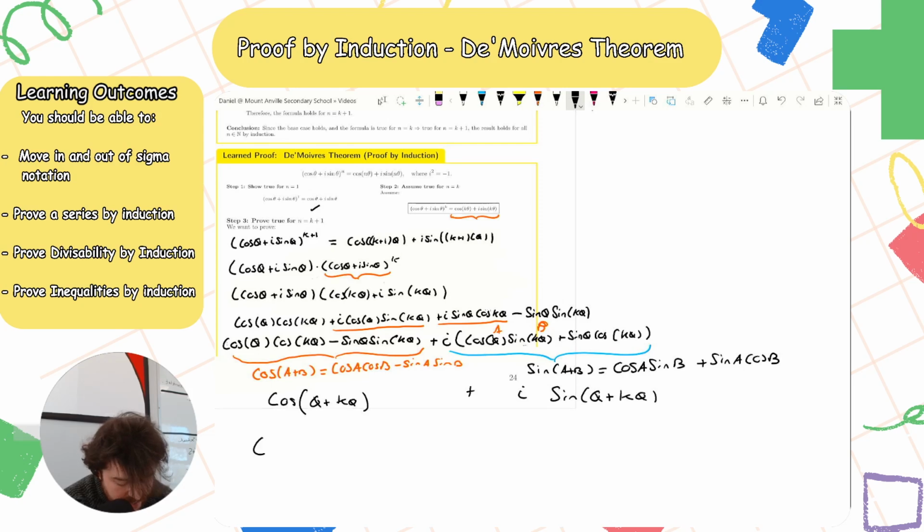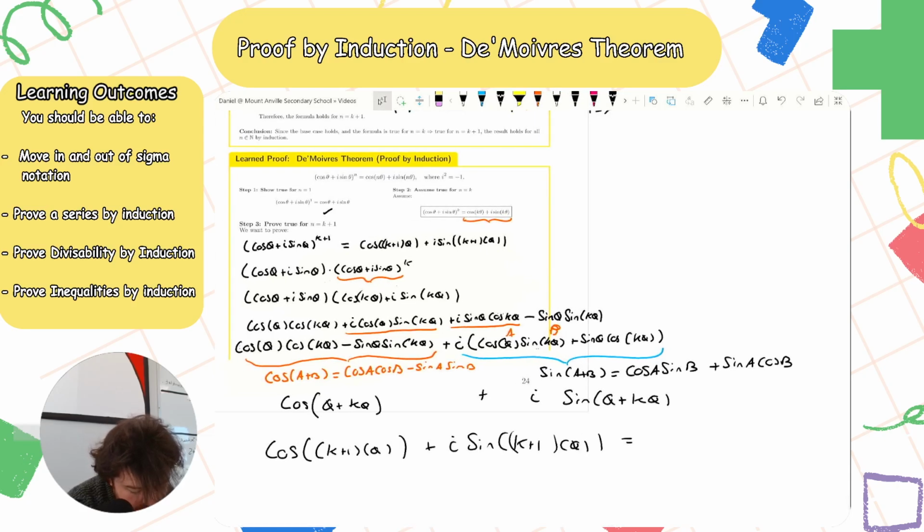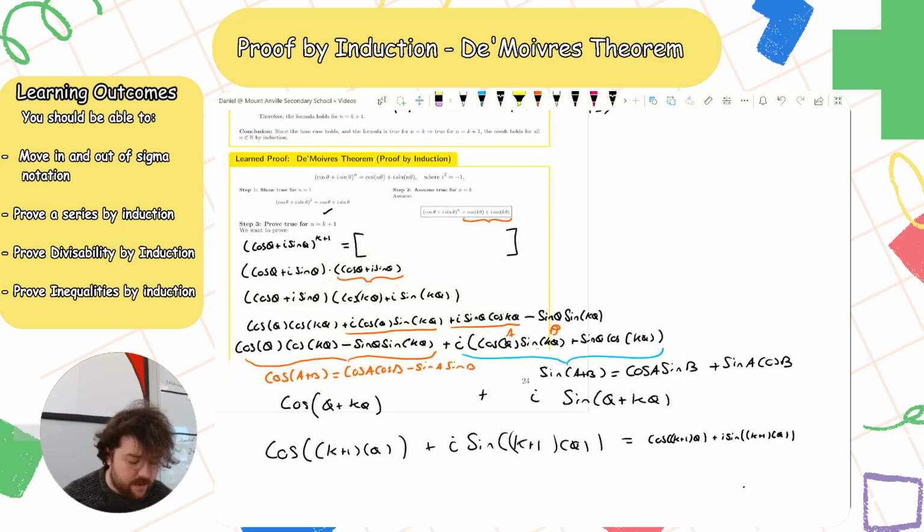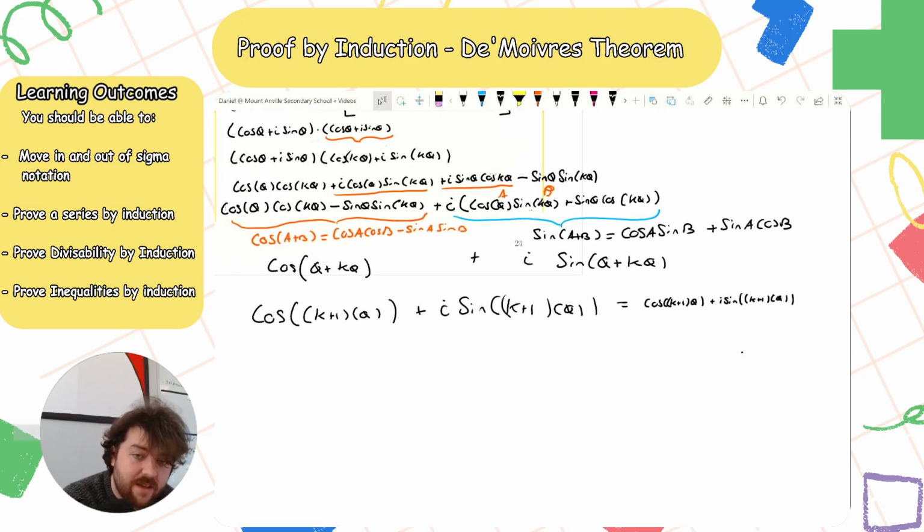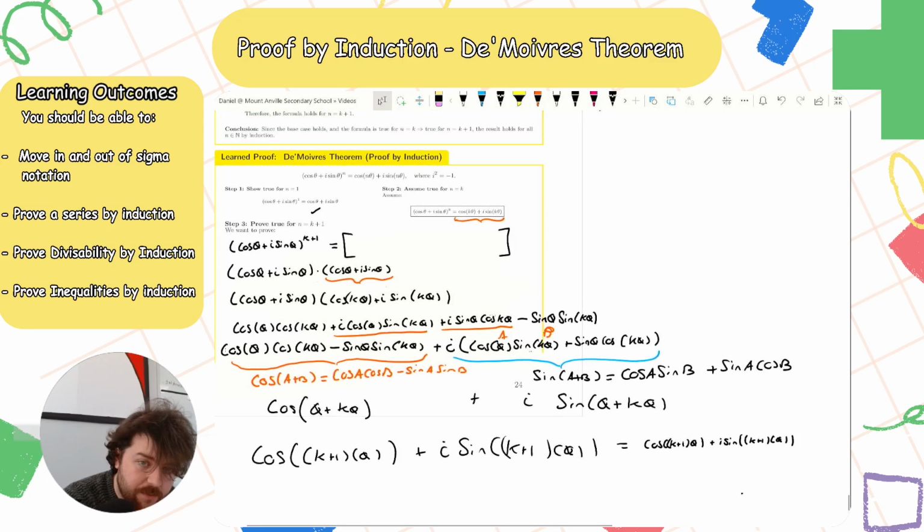So my left-hand side now is cosine, factor out a theta here, I'm left with (k plus 1) theta, plus i sine, factor out the theta here, (k plus 1) theta, is equal to, and would you look at that, that actually does equal my right-hand side here. Therefore, by induction, we have proven de Moivre's theorem.